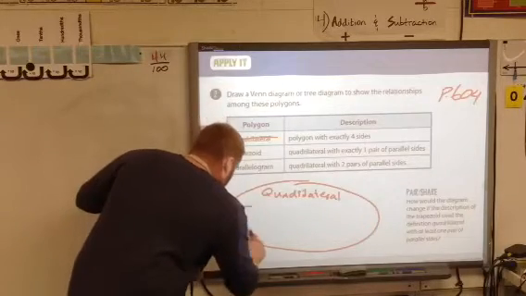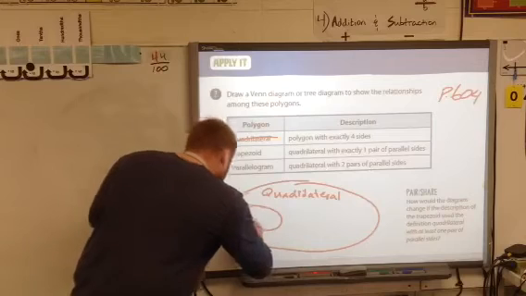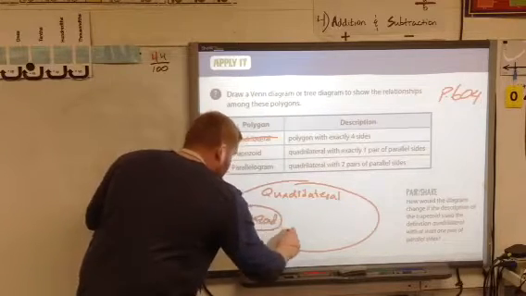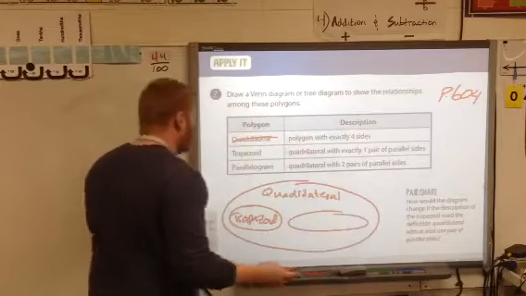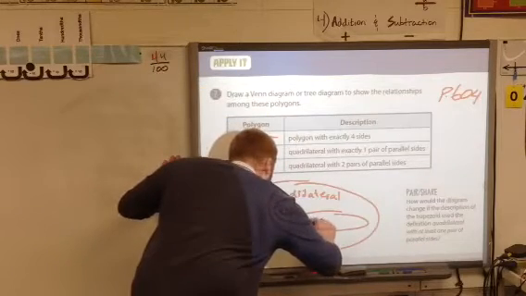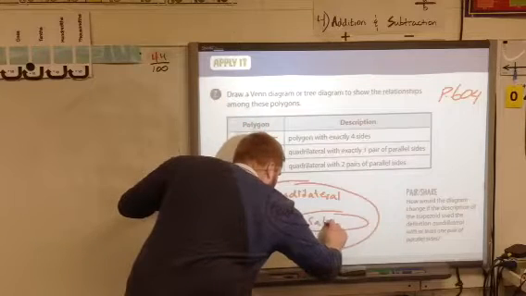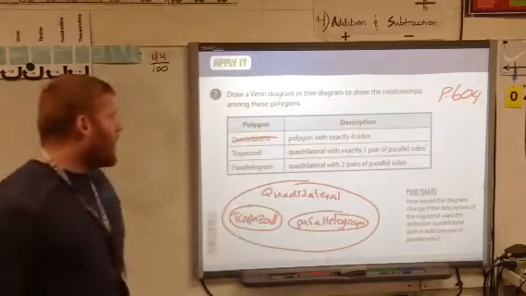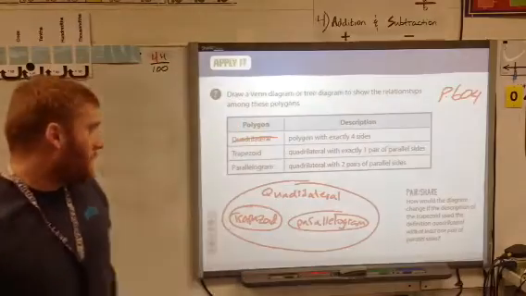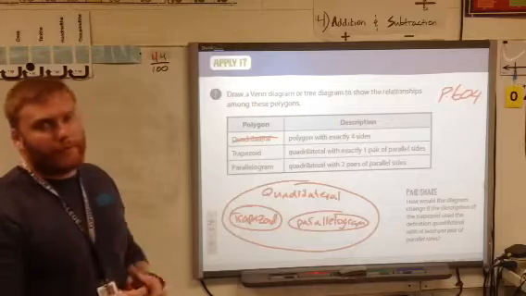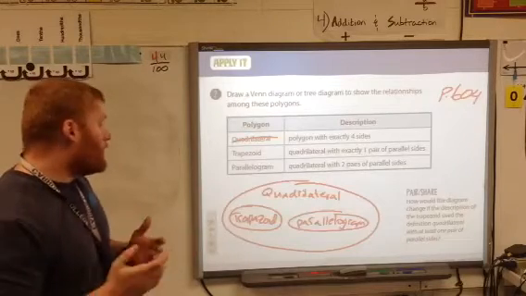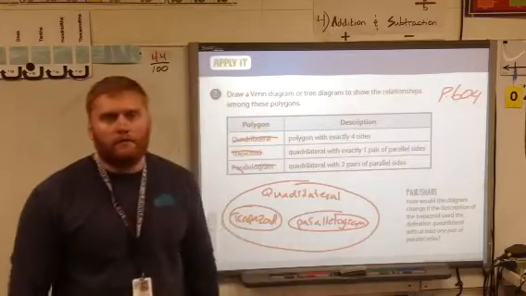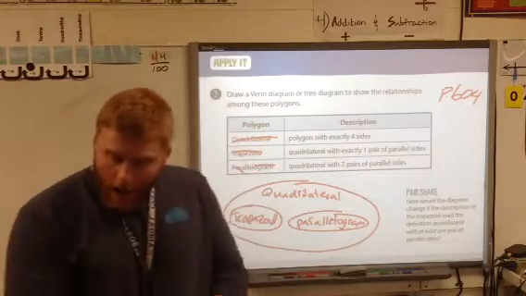So if I go over here, I'll create a subcategory with trapezoid, and then I'll fit another subcategory with parallelogram. Right? Because of the different attributes. And that's it. Both quadrilaterals, but they're both in their own subcategories based off of their last attribute. Awesome. Hopefully that makes sense. Hopefully that was helpful. Next one.